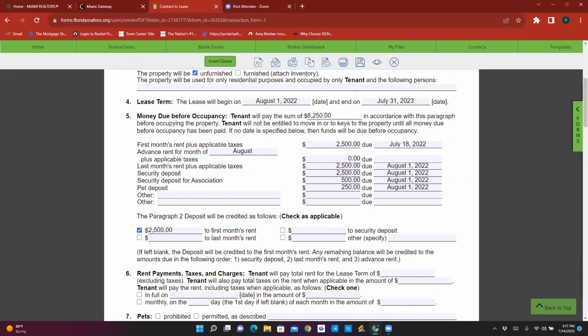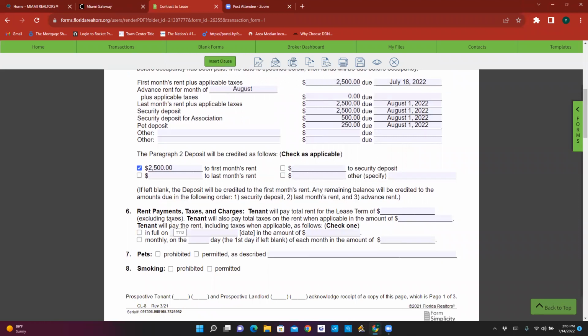If we would have left this entire section blank, it states here, if left blank, the deposit will be credited to the first month's rent. Any remaining balance will be credited to the amounts due in the following order: first, security deposit; second, last month's rent; and third, advance rent.